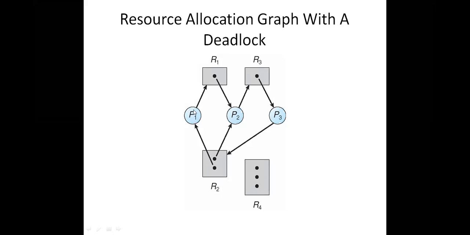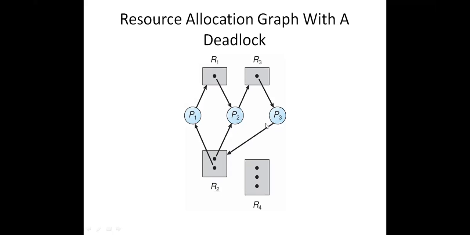I repeat, P1 is waiting for the resource R1. R1 is allocated to P2. That means indirectly P1 is waiting for P2. And next P2 is waiting for R3. R3 was allocated to P3. That means indirectly P2 is waiting for P3. P3 was waiting for one resource and it was allocated to P1. That means P3 is waiting for P1.